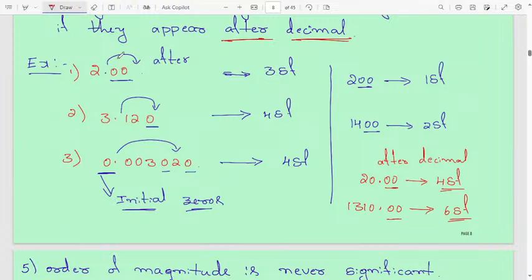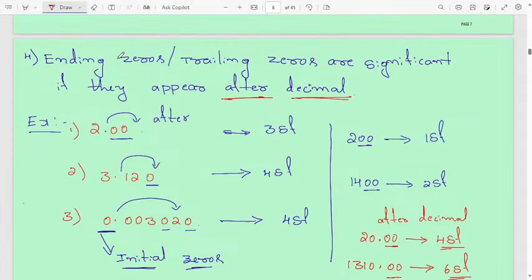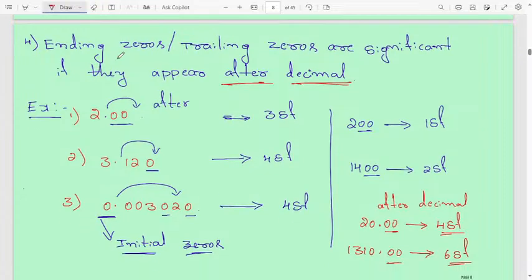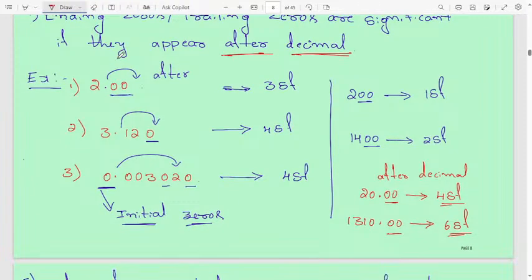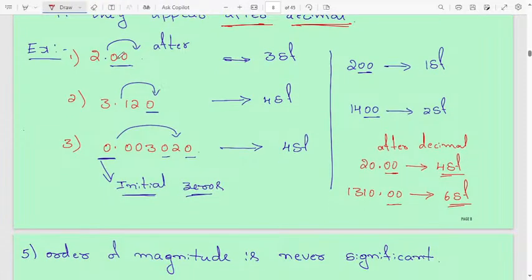Then yes, follow all the rules. Ending zeros, trapped zeros. Ending zeros only, if you have the decimal, after the decimal if you have the 0, then you can consider that one as significant. If the decimal is not there, then these two zeros we will not consider as significant. These two are significant, this one is significant, this one is significant, this one is significant.